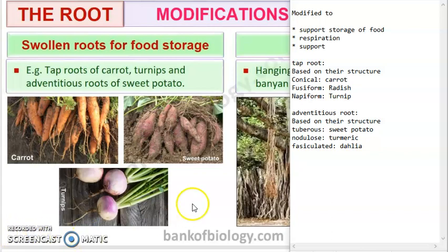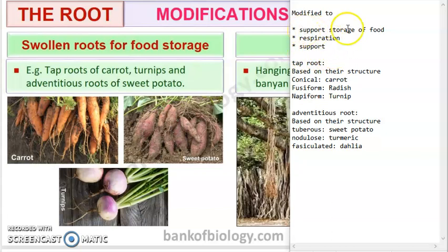Let us learn about the different modifications of root, children. Along with functions like absorption and anchorage, a few roots in some plants also modify themselves to carry out other functions. The functions which these roots carry out are support, storage of food, and respiration.